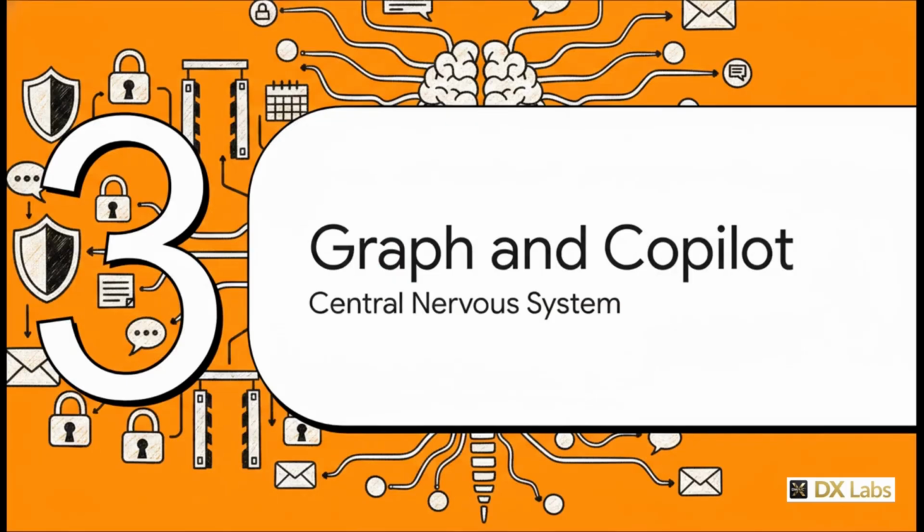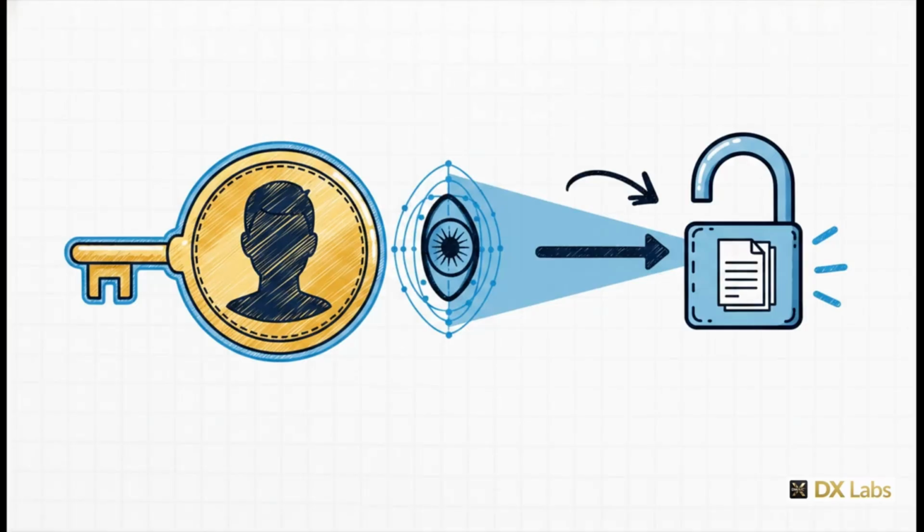Section 3, Microsoft Graph and Copilot. Think of Microsoft Graph as the organization's central nervous system. It's the thing connecting your documents, emails, meetings, and chats. It is the mandatory, secure gateway for every single interaction.